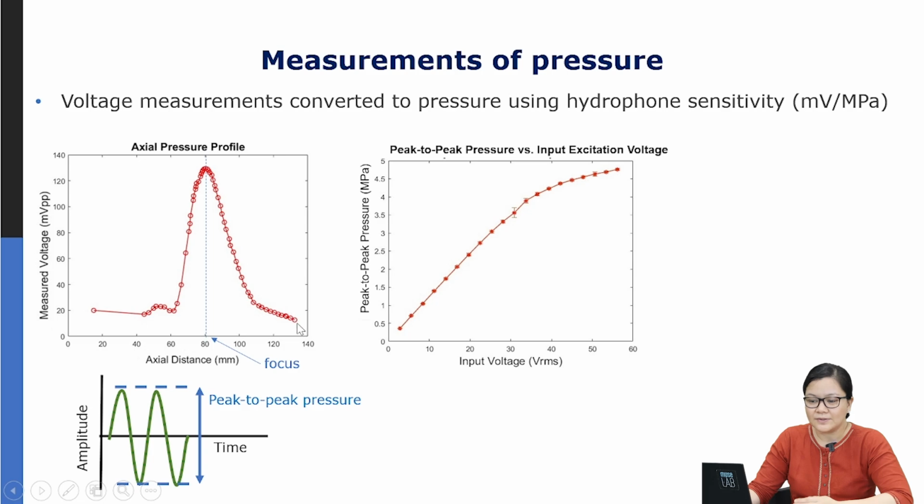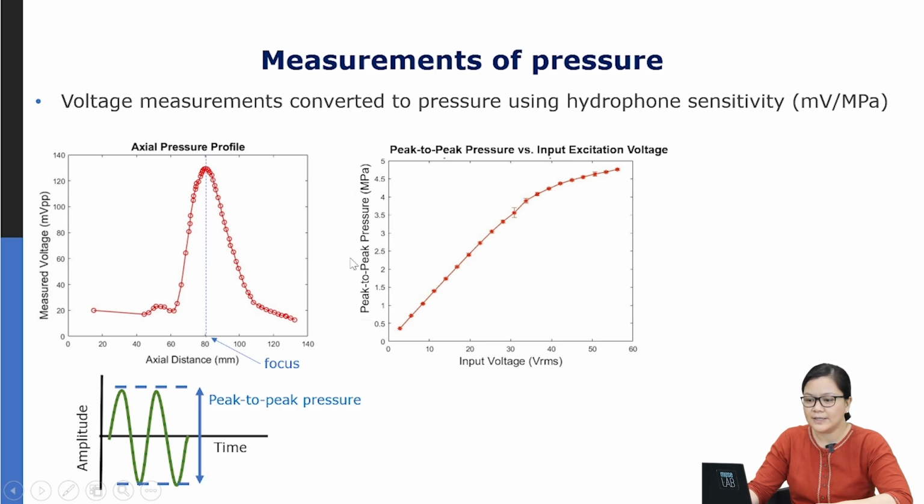After receiving this waveform, we also compute the peak-to-peak pressure. So for example, if this is what the ultrasound signal would look like, which you would collect from the hydrophone, you would get the amplitude from the highest maximum peak here to the lowest. So this is our peak-to-peak pressure amplitude.